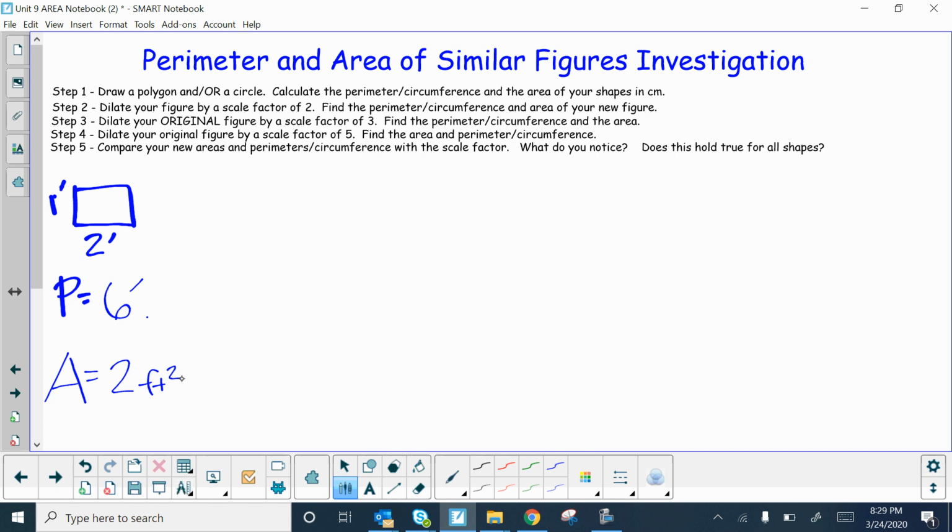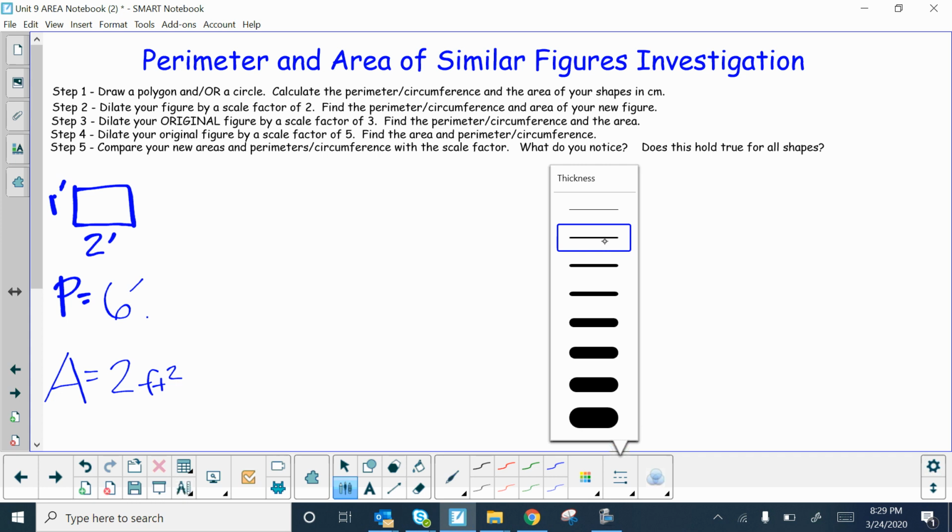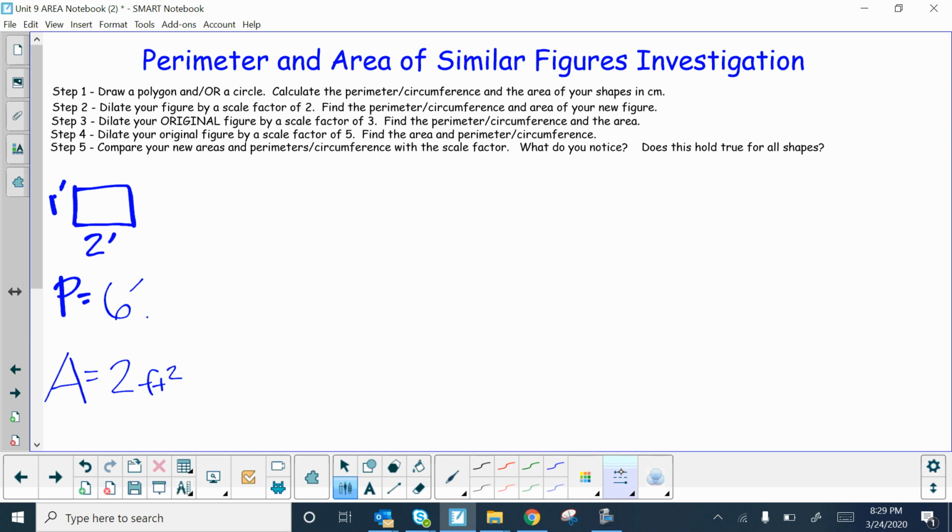Okay, step 2, it says dilate your figure by a scale factor of 2. Okay, so this is going to get 2 times bigger because it's a scale factor of 2. So let's draw a bigger rectangle. Okay, well, if it got dilated by scale factor of 2, now this is 2 feet, and this is now 4 feet. So let's find the perimeter of this one.